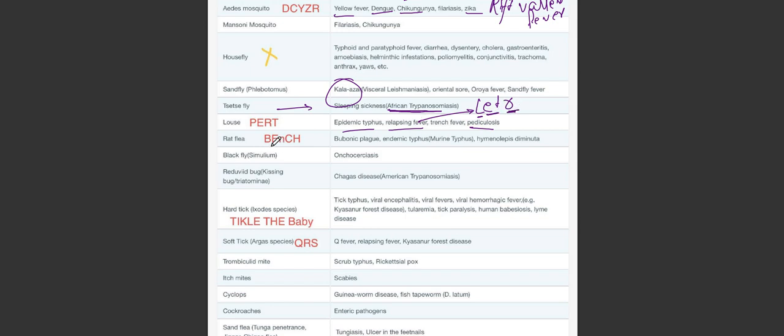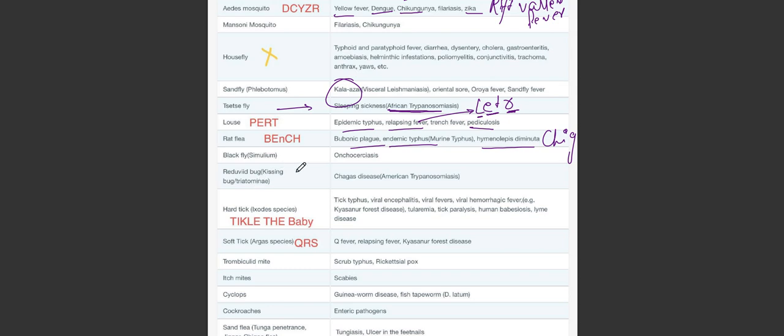Then rat flea. Rat flea's mnemonic is BECH. B for bubonic plague, E for endemic typhus, and C for chigariosis. Here also chigariosis is not given, and H for H. diminuta. Then black fly. Black fly causes onchocerciasis, which is river blindness.